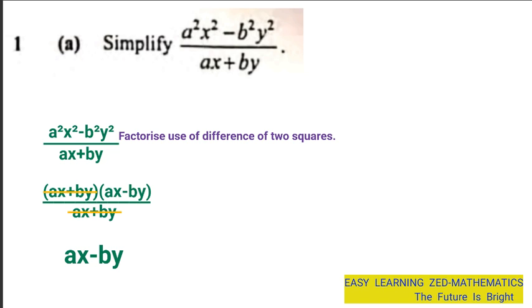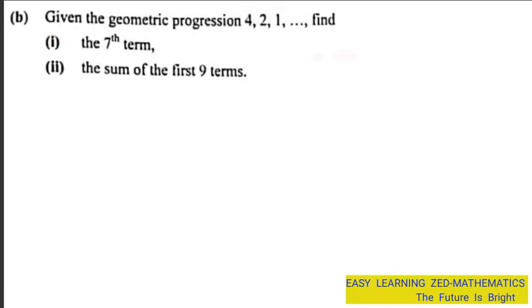Okay, let's go to question 1B. Question 1B was as follows. Given the geometric progression 4, 2, 1, and those 3 dots indicate that the progression continues, find: 1, the 7th term; 2, the sum of the first 9 terms.